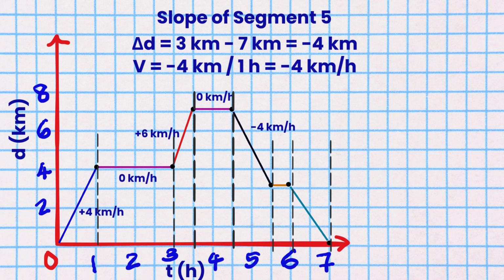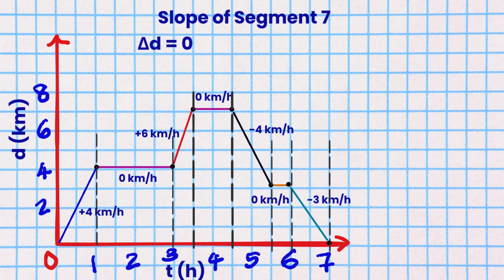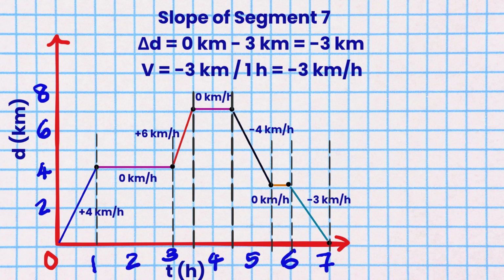Slope of segment 5 is negative 4 kilometer per hour because the delta D here equals 3 kilometers minus 7 kilometers, because final position minus starting position. So that equals negative 4 kilometers divided by the 1 hour, so negative 4 kilometer per hour. Slope of segment 6 is 0 kilometer per hour because she's at rest. Slope of segment 7 equals negative 3 kilometer per hour because the delta D here equals 0 kilometer minus 3 kilometer. So that's negative 3 kilometers divided by the 1 hour equals negative 3 kilometer per hour.